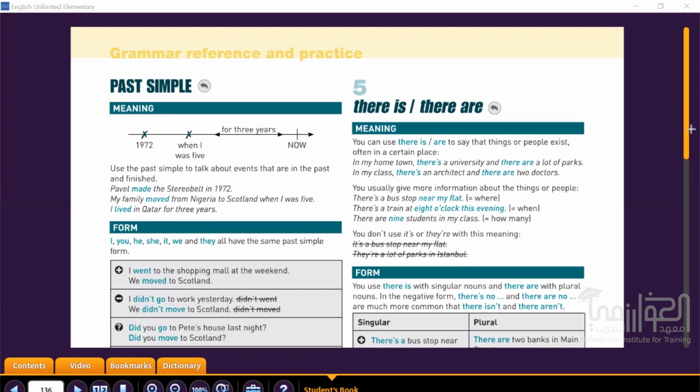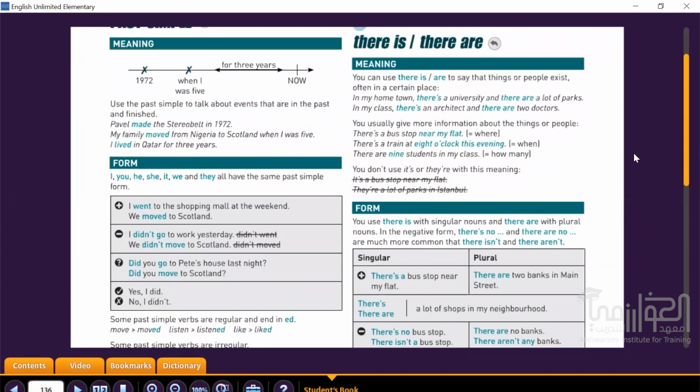So let's look at the forms. Let's now look at the form. I, you, he, she, it, we, and they all have the same past simple form. So one beautiful thing about the past simple is that all the pronouns, I, you, he, she, it, we, they, we use the same. If I say I went, you went, he went, she went, it went, we went, they went, all of them the same. The same verb two, one verb two for all of them.